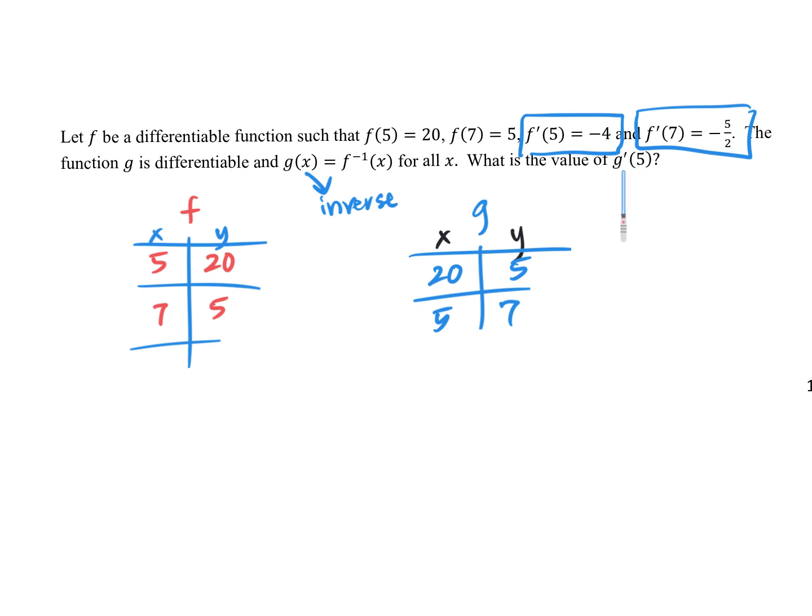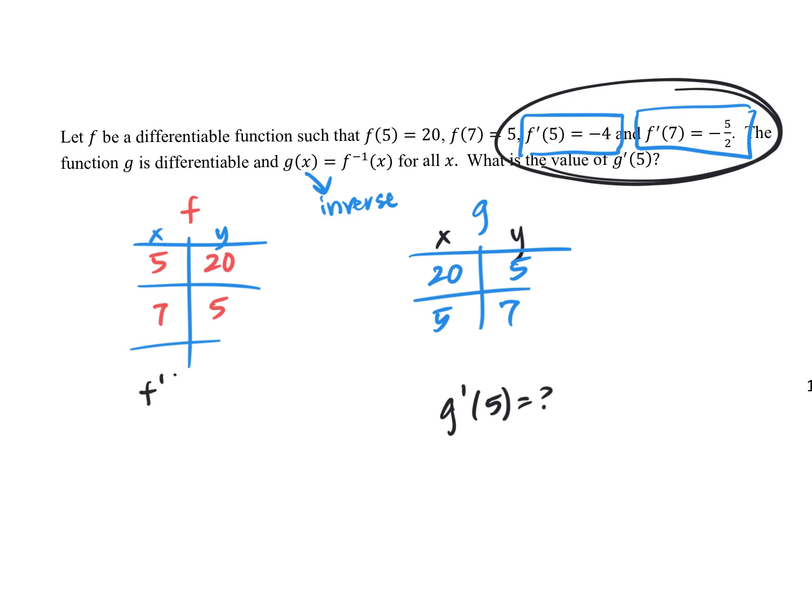They're asking what is g prime of 5. That's what they're asking. Look what info they gave us over here. They said f prime of 5 is negative 4. They also gave me f prime of 7 is negative 5/2. If they want g prime of 5, do you agree with that? It's referring to the x value here, which would correspond to this point over here, right? So which one of these do I care about?